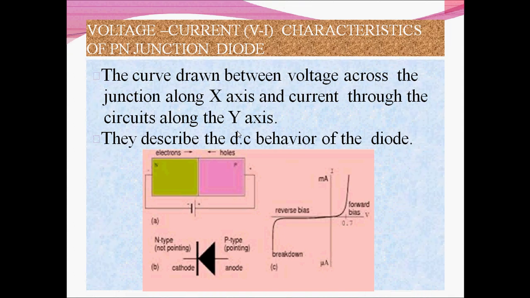Now we'll see the voltage current characteristics of the PN junction diode. The voltage current characteristics is nothing but the curve drawn between the voltage across the junction, along the x-axis, and the current through the circuit along the y-axis. This describes the DC behavior of the diode. From the diagram we can see the forward bias mode of the diode, with voltage across the junction on the x-axis and current through the circuit on the y-axis. Similarly, this is the reverse bias mode operation of the diode.